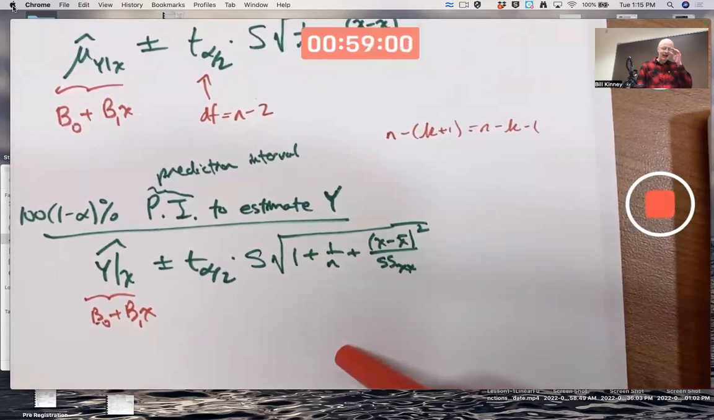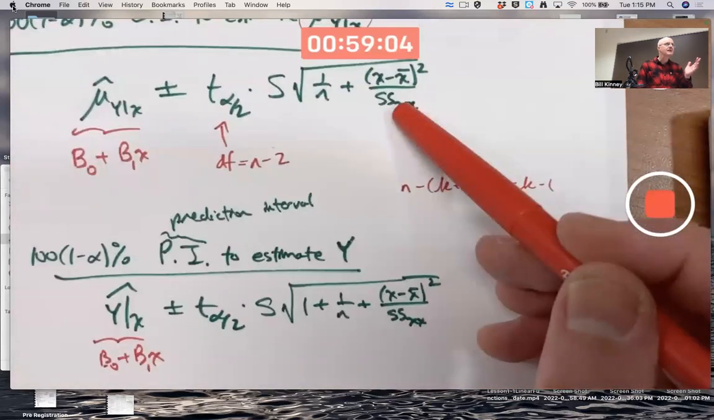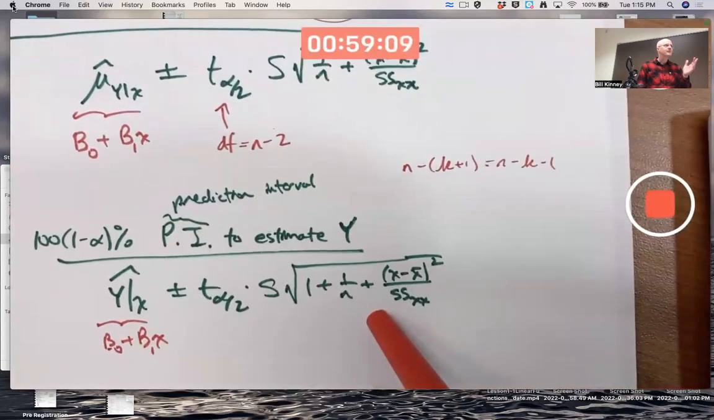It should make sense that we're less certain of the value of y itself than we are of the mean. This margin of error is smaller than this one. Should make intuitive sense.